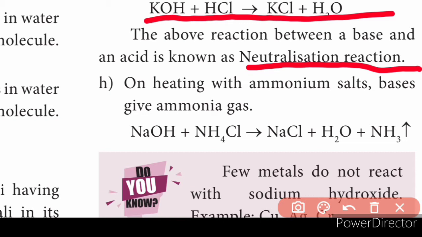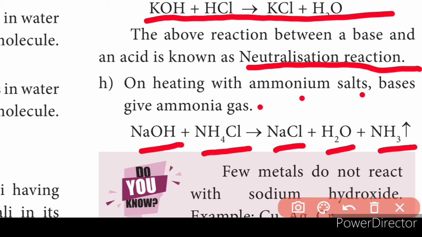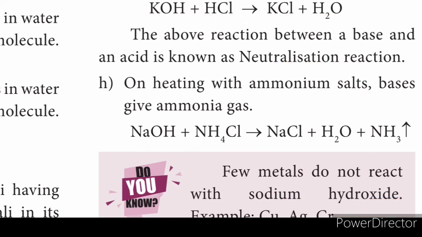On heating with ammonium salts, bases give ammonia gas. For example, sodium hydroxide plus ammonium chloride gives sodium chloride plus water plus ammonia. Ammonia is a gas. Whenever an upward arrow mark is given, it indicates that the compound is a gas.